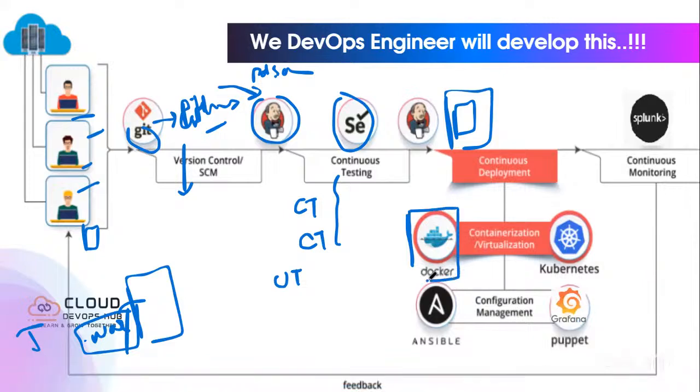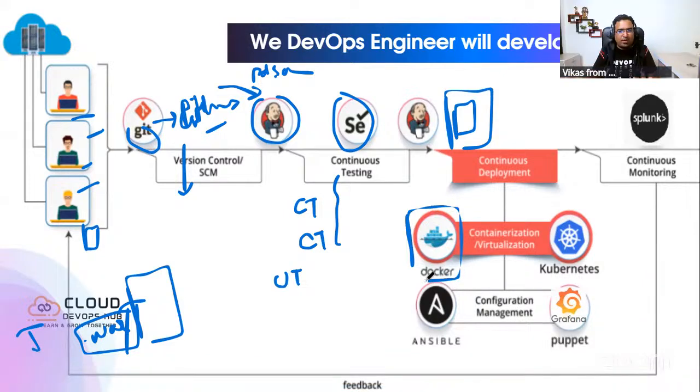Okay, I will teach everything one by one. The image will be created with Docker. If multiple images are there, then they will run with the help of Kubernetes, meaning multiple containers will run in a Kubernetes environment. This is how the deployment happens.